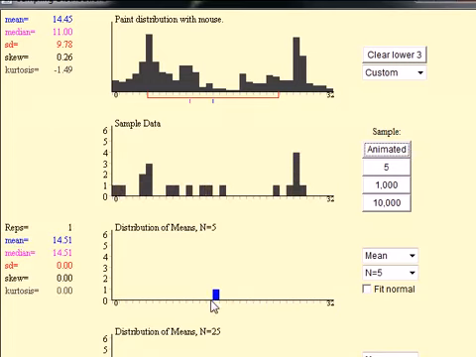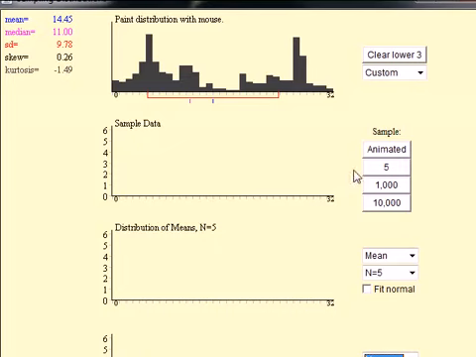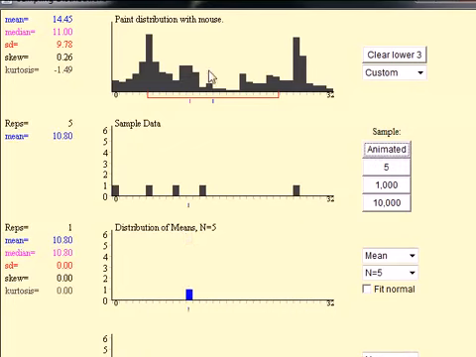Oh, what did I just do? I clicked... Oh, I wanted to clear that. Let me make this bottom one none. So let me do that over again. I'm going to take 5 at a time. So I took 5 samples from up here, and then it took its mean and plotted the mean there.